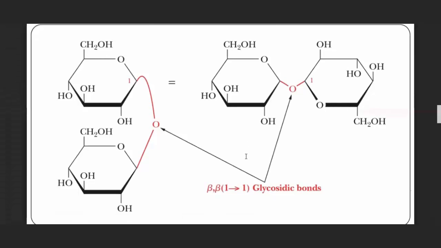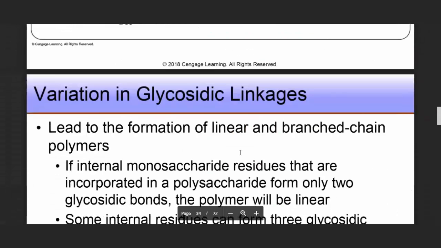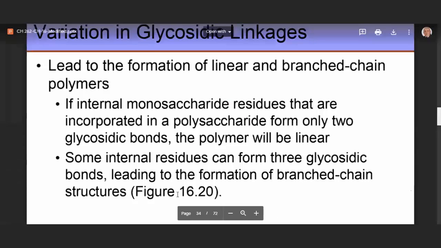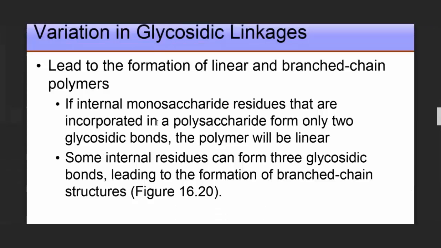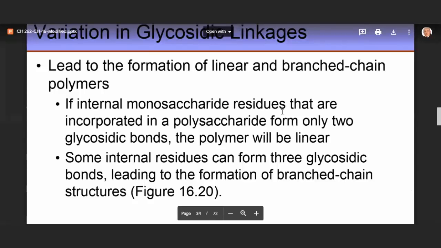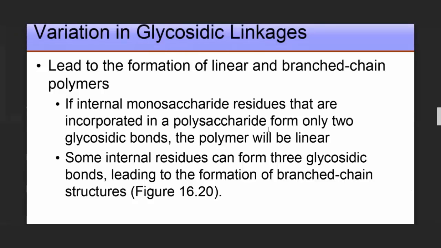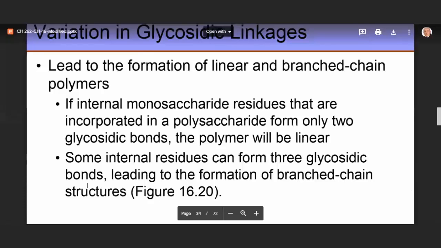As you can see, variation in glycosidic linkage leads to the formation of linear and branch chain polymers. If internal monosaccharide residues incorporated in a polysaccharide form only two glycosidic bonds, the polymer will be linear. Some internal residues can form three glycosidic bonds, leading to the formation of branch chain structures.